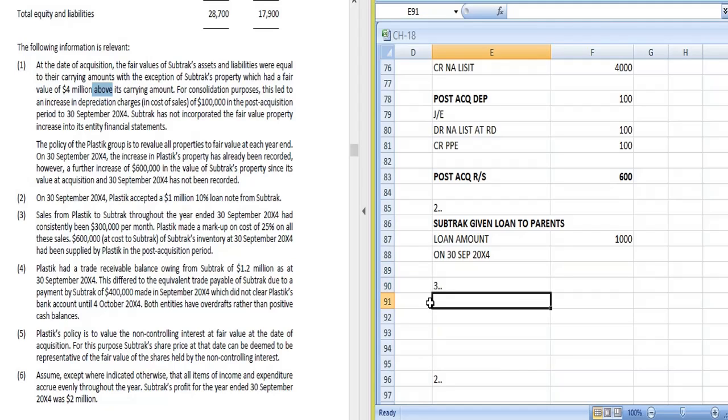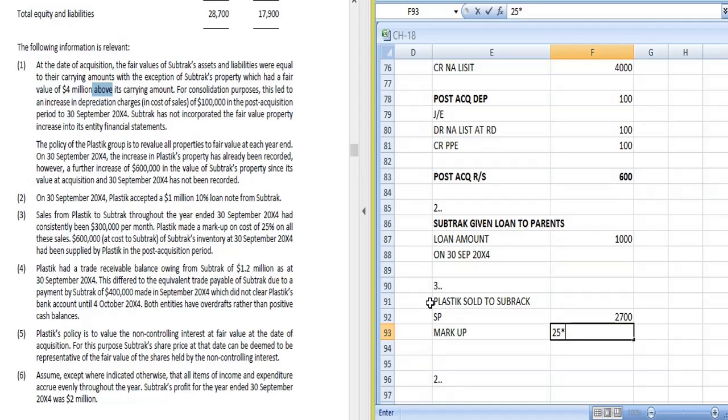Sales from plastic to subtract. It means parent sold to subsidiary. Throughout the year to 30 September 2004, it had consistently been 300,000 per month. Selling is 300 per month. So time of acquisition is 9 months. We will take 1000 common, so 300. It means 2700. And plastic makes a markup on cost of 25%.